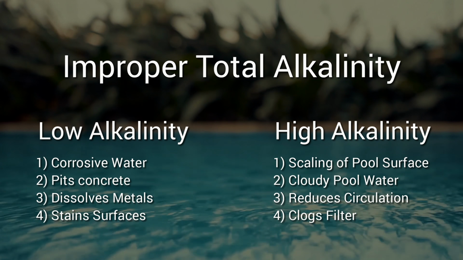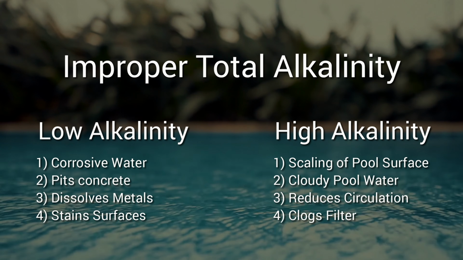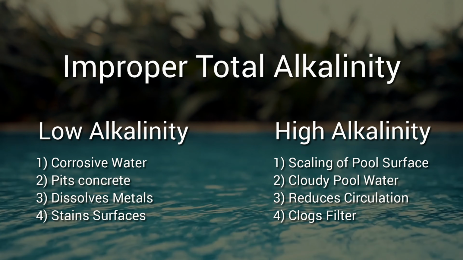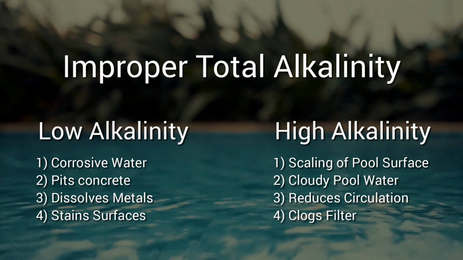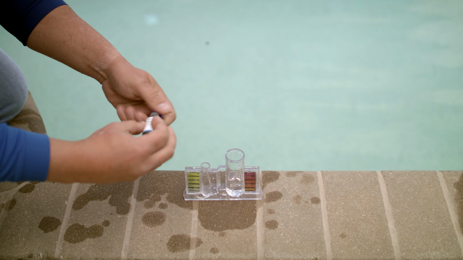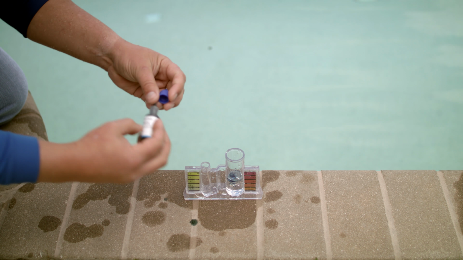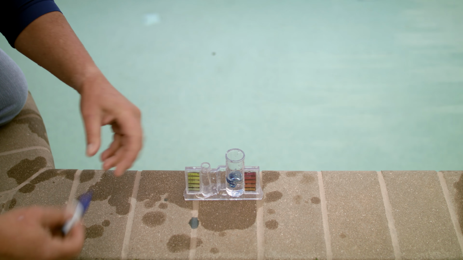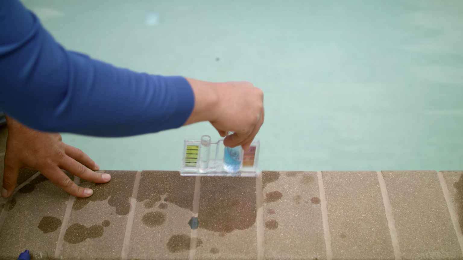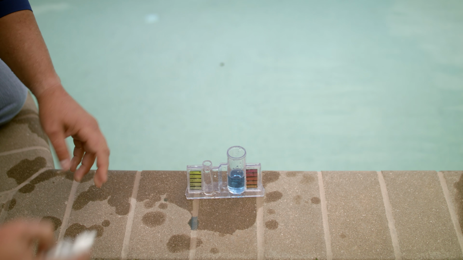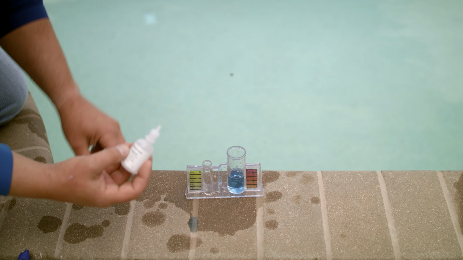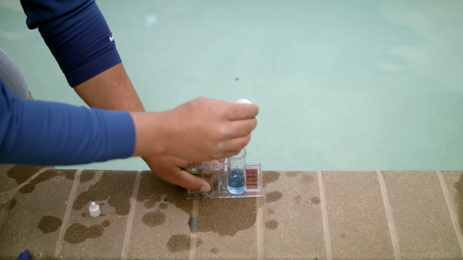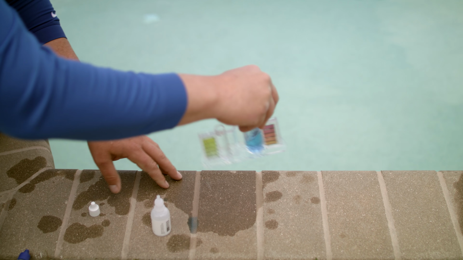Total alkalinity is also adjusted in the same manner as pH. If it is too low, baking soda is added. And if it is too high, then you add muriatic acid. Now for testing. Taking the comparator tube and filling it with the sample to the correct line, you will add and swirl the reagents as directed by your test kit. Now that you have a colored sample, you will add dropwise a reagent until a color change occurs.